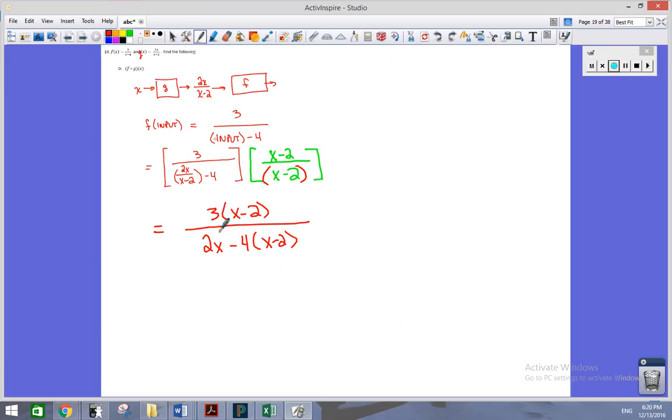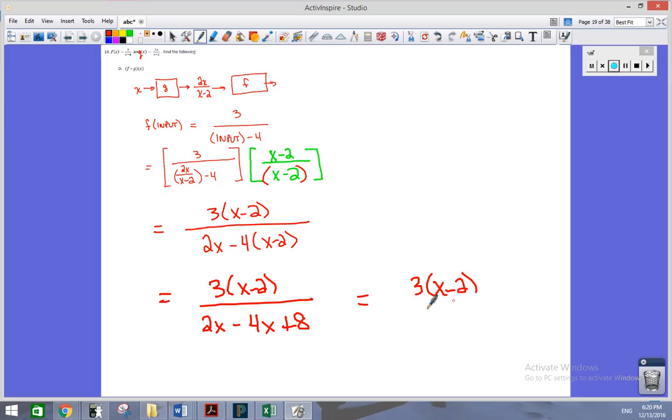I'm going to leave my numerator alone. My denominator, I have 2x, take away 4x plus 8 for a final answer, 3 times x minus 2. And here in the denominator, negative 2x plus 8. And I'm not going to even distribute that. And I can see that even if I factor out that negative 2, that I don't have a common factor, that I would have an x minus 4. There's no way for me to reduce this.